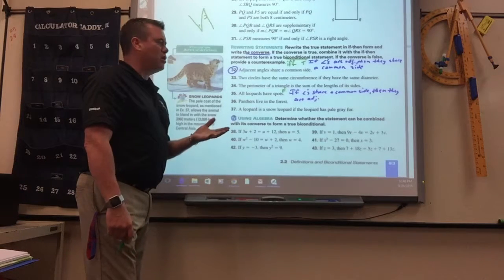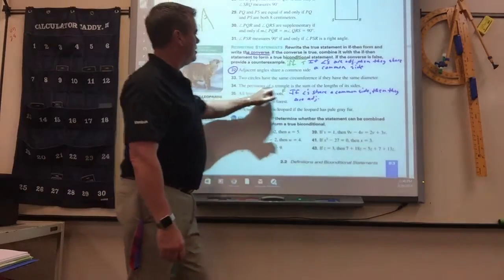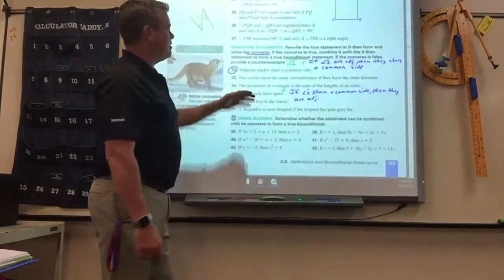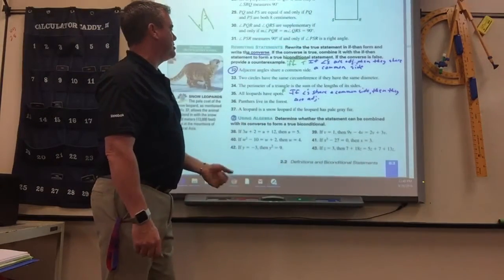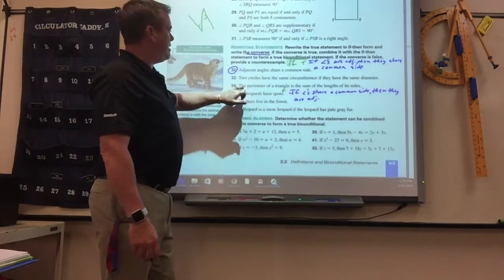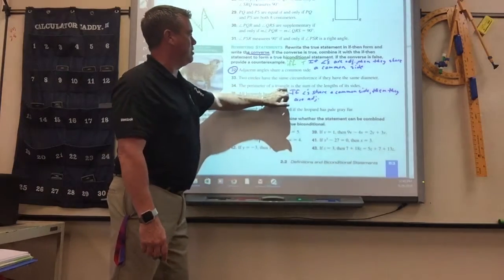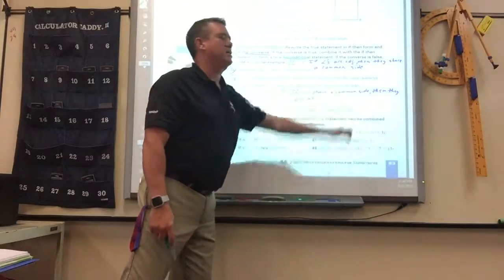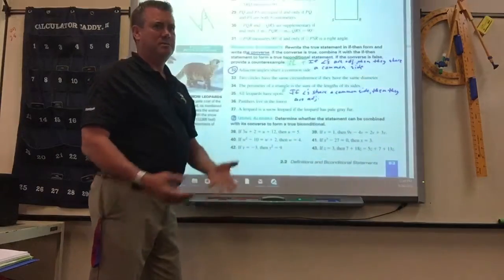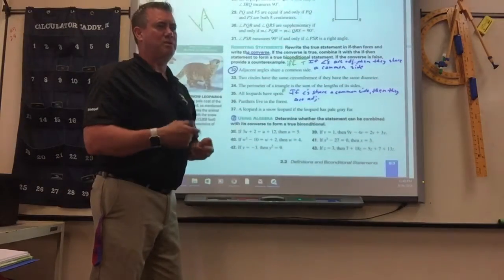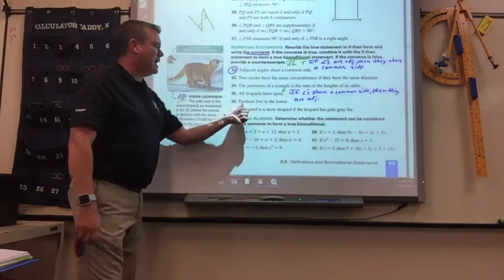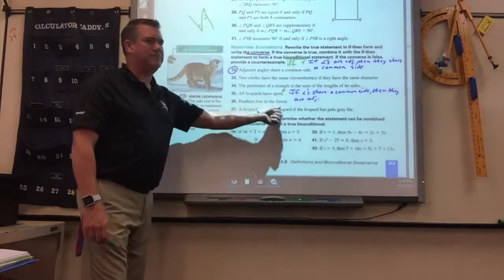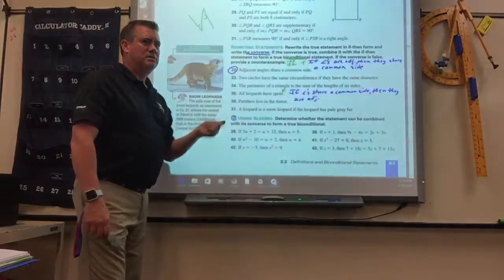You do have to switch the wording some on these. Like here, the perimeter of a triangle is the sum of the lengths of its sides. I would say if finding the perimeter of the triangle, then you find the sum of the lengths of its sides. Okay? So you got to add some words in there to make it sound sense. If an animal is a panther, then it lives in the forest. Remember doing those?